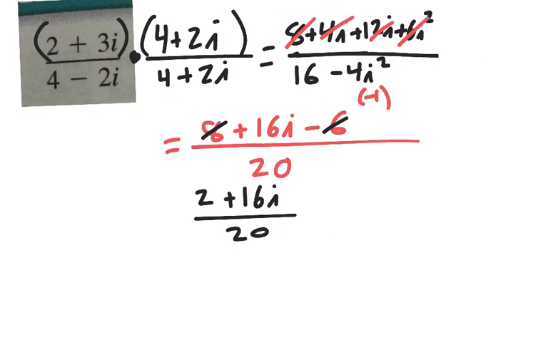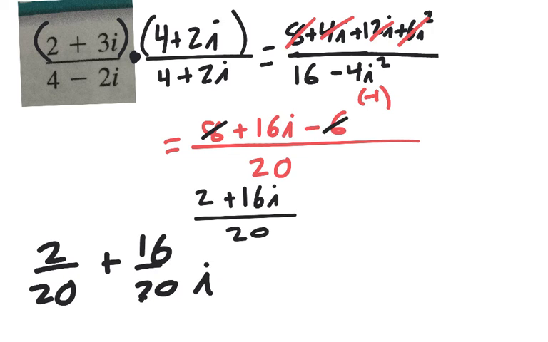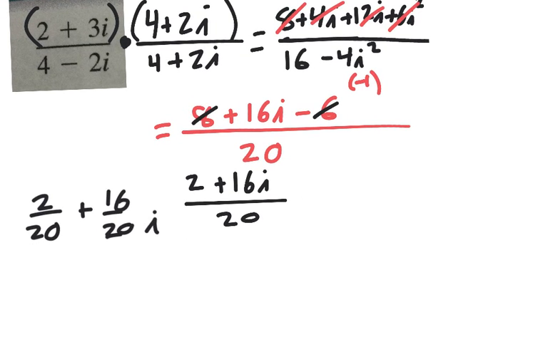Well, now if I have to write this as a complex number, then I've got 2 over 20 as the real part, 16 over 20 i as the imaginary part. So now 2 over 20 is 1/10. 16 over 20 is 4/5.